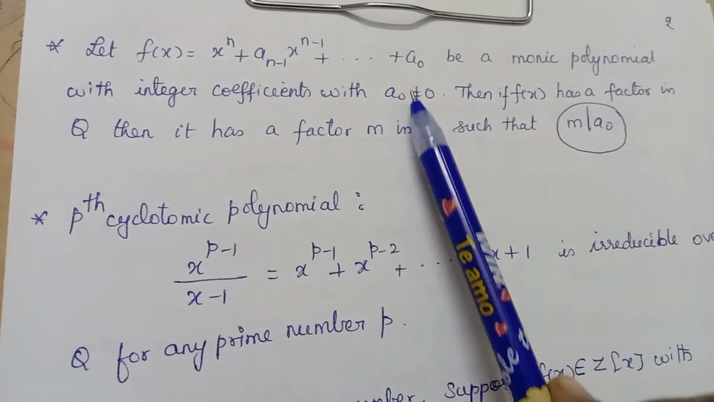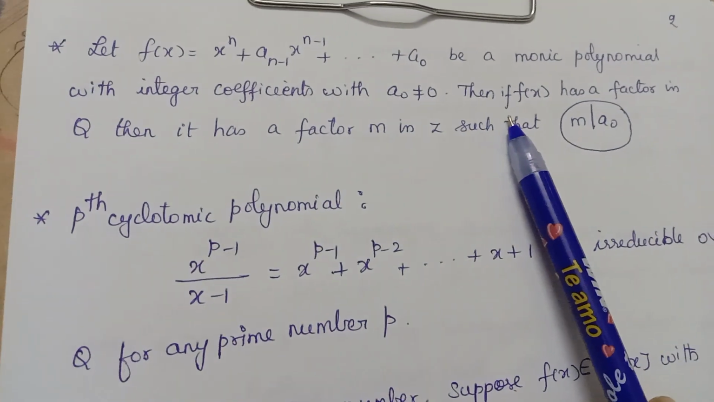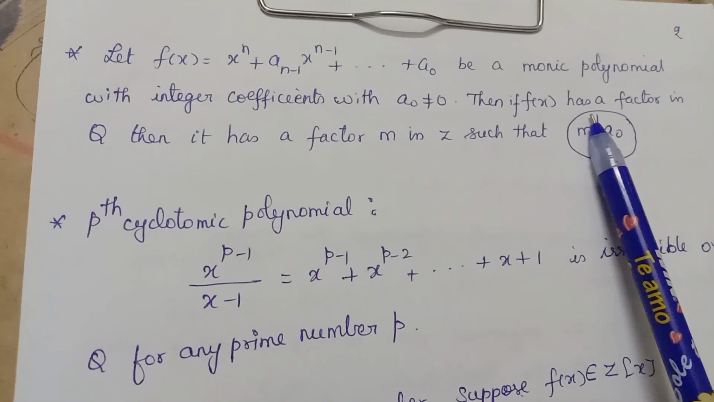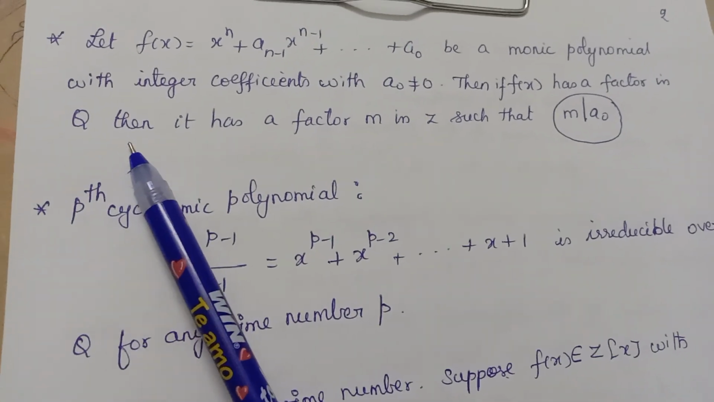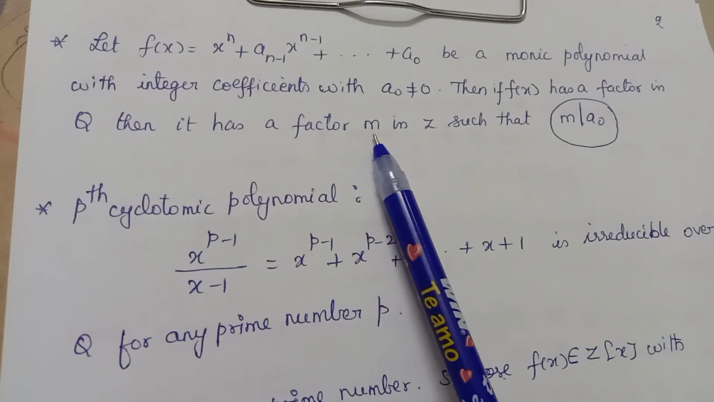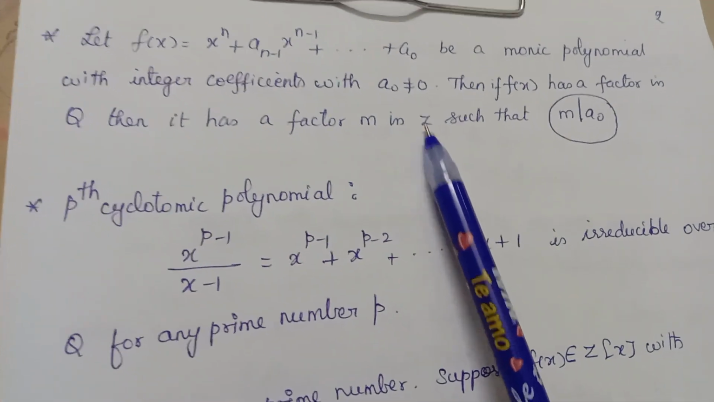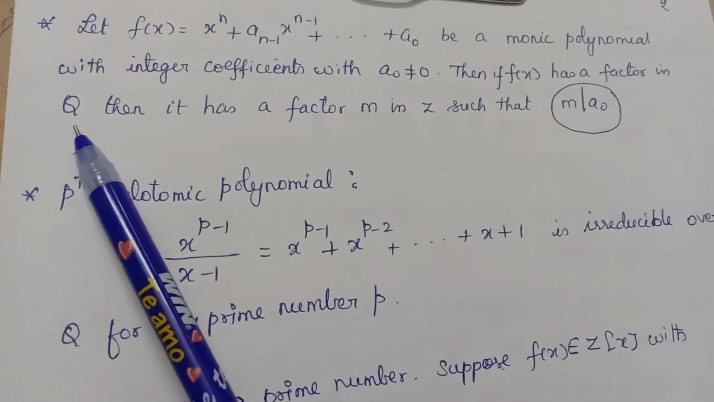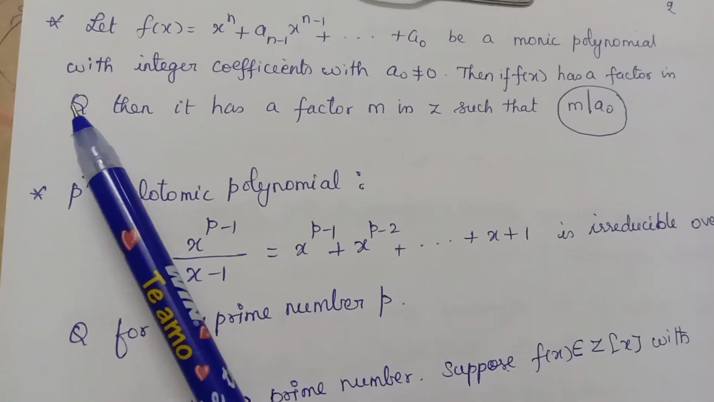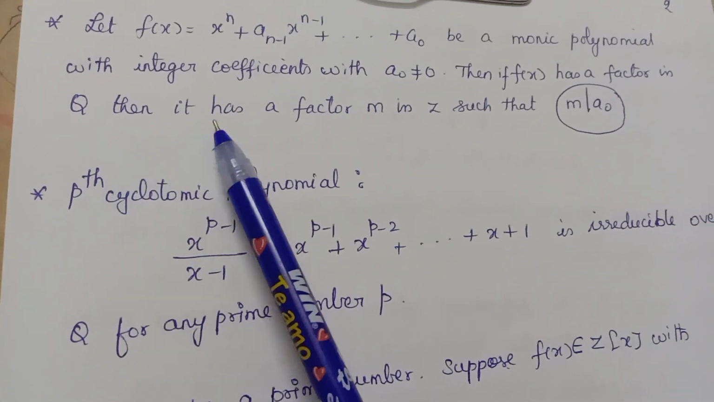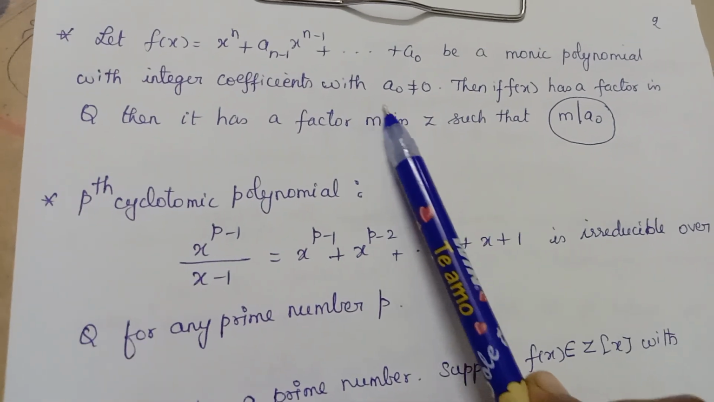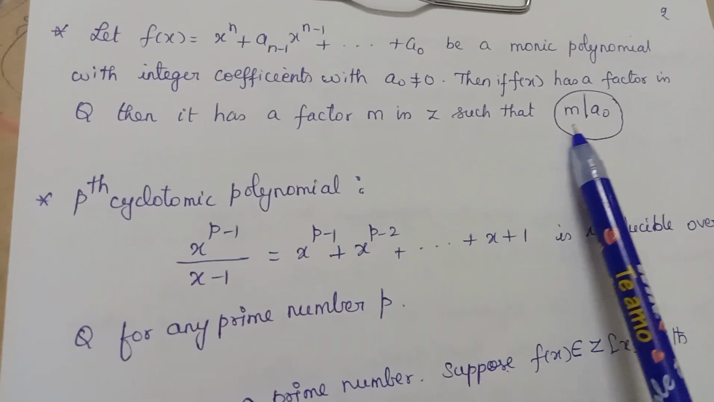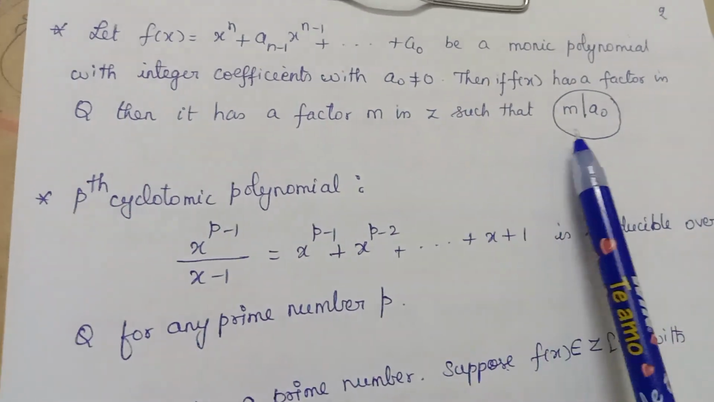Okay, so if these conditions are satisfied, suppose this polynomial has a factor in the rational numbers, then it also has a factor in integers. Whenever a polynomial has a factor or has a root in the field of rational numbers, definitely it will have a factor in Z, right? And this integer m will divide a naught. That will divide a naught.